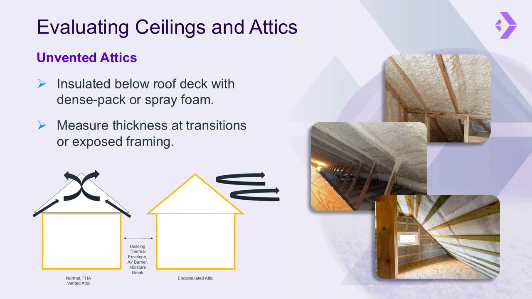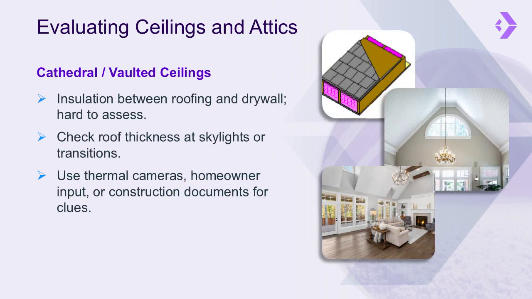Next, some attics are unvented and insulated below the roof deck. For these, the insulation is commonly either a dense pack behind some form of netting or with spray foam. You should be able to tell the thickness of either type by looking at places of transition or around exposed framing elements. Then there are cathedral or vaulted ceilings.